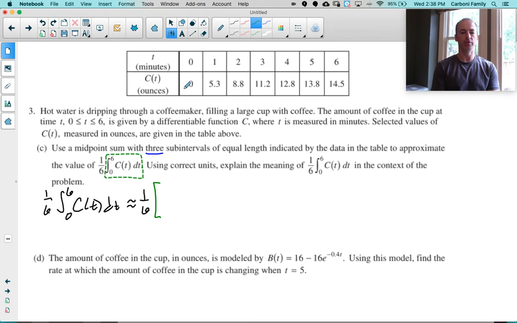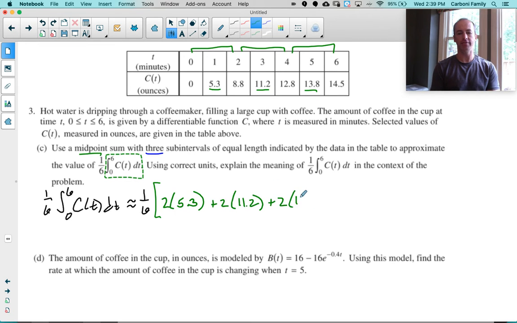And then I'm going from 0 to 6 with 3 intervals. So each rectangle is going to have a base of 2, and the height determined by the middle of the intervals. So 5.3, 11.2, and 13.8. So my first rectangle, a base of 2, and a height of 5.3. My next rectangle, a base of 2, and a height of 11.2. And my next rectangle, a base of 2, and a height of 13.8. And you can stop there. You do not have to simplify that.